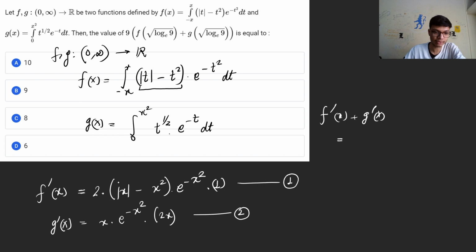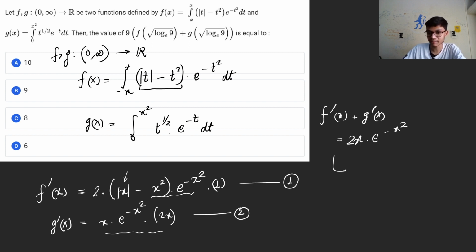Now see, I can replace this because for both of the functions, the domain is defined as 0 to infinity, so that is a positive result. So I can replace this mod of x with simply x. So this is going to be 2 times x into e to the power minus x square, and this particular term and this particular term actually get cancelled out when you multiply with 2. So what I can get is that f dash of x plus g dash of x is going to be this particular value.